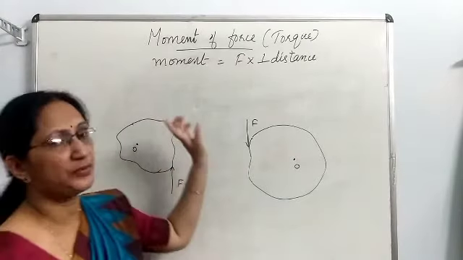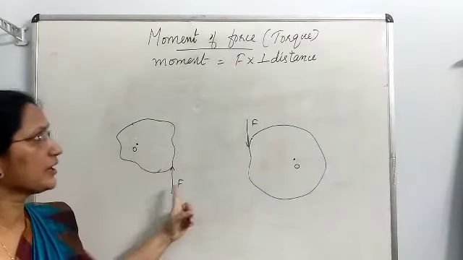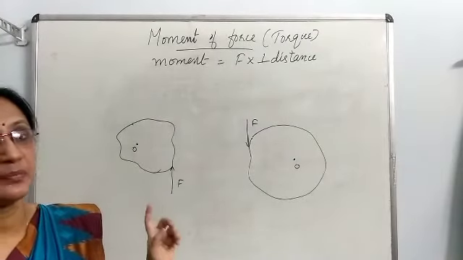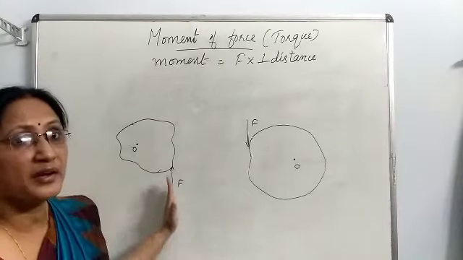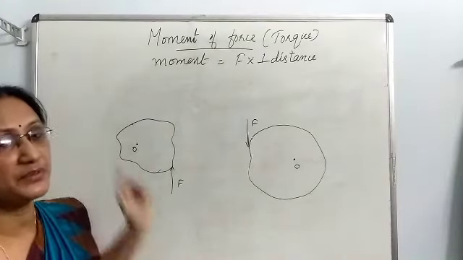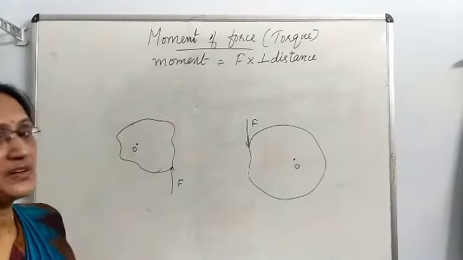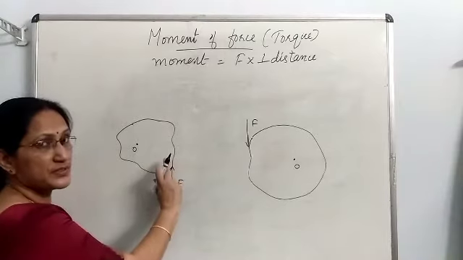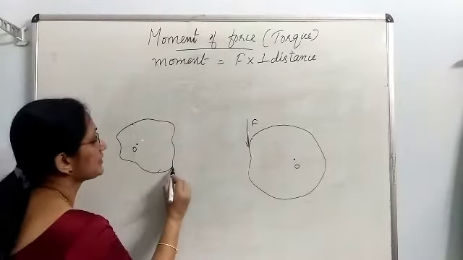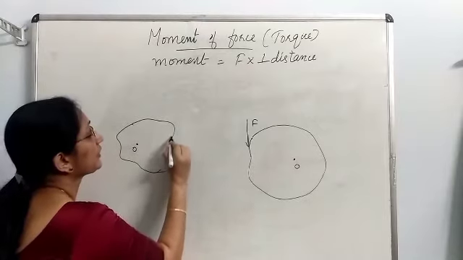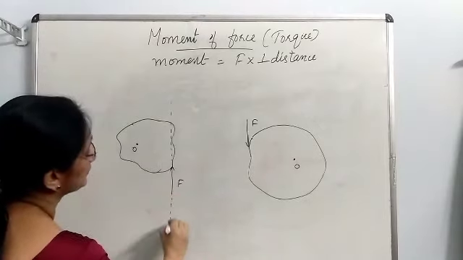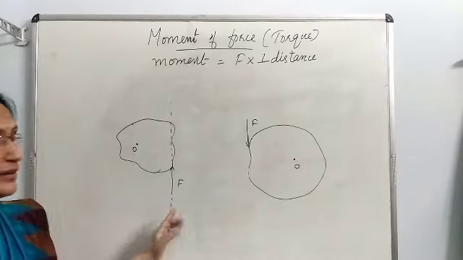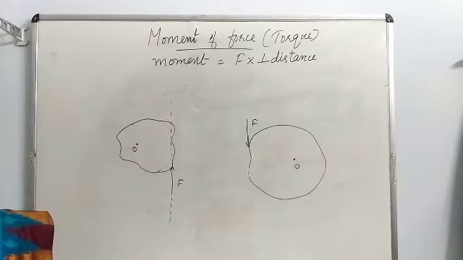Moment depends on two factors, the force applied and the perpendicular distance. Here the perpendicular distance means the perpendicular distance between the line of action of force and the pivoted point. Okay, what is the meaning of line of action of force? Look at the first example. This is the force. You just extend it. Extend this line with a dotted line. This dotted line is known as line of action of force. From that line, measure the perpendicular distance to the turning point.